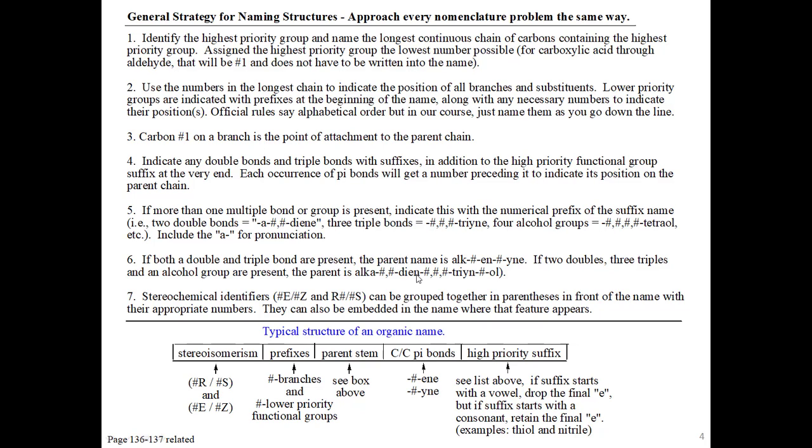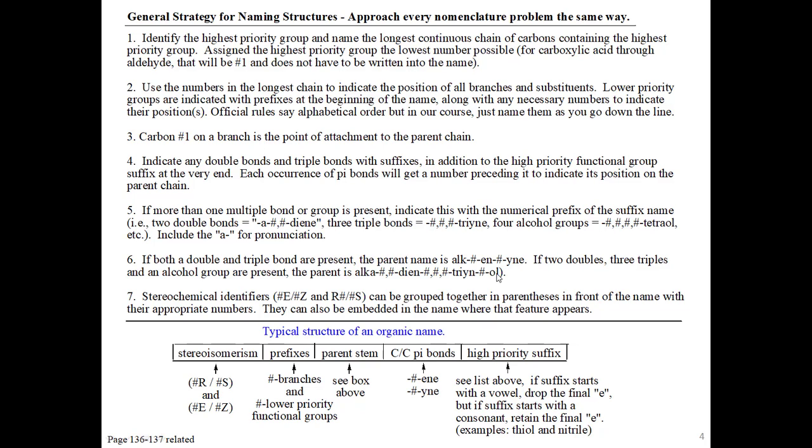Notice I dropped the E here because the "ine" would be a vowel. And then I have the number, "triine," because I have 3 of them. And then I would drop the E because the alcohol suffix I have here starts with a vowel. And then I put a number for the alcohol. Okay, that would be the prefix.